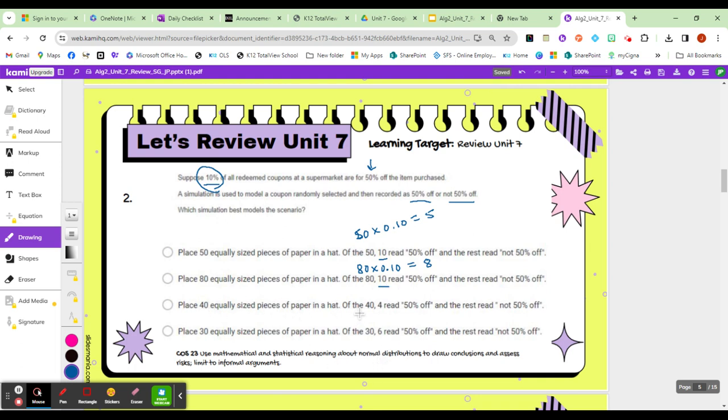The third answer says if 40 pieces of paper are put in a hat, 4 are going to read 50%. So if 40 are put in a hat and you do 10%, that means you multiply by 0.10, you are going to get 4 are going to read 50% off and the rest are going to read not. So it's going to be this one. If you looked at this one, there's 30 and 6 are going to read 50%. 10% of 30 is 3, so 6 is not going to work. So we're going to choose that third answer.